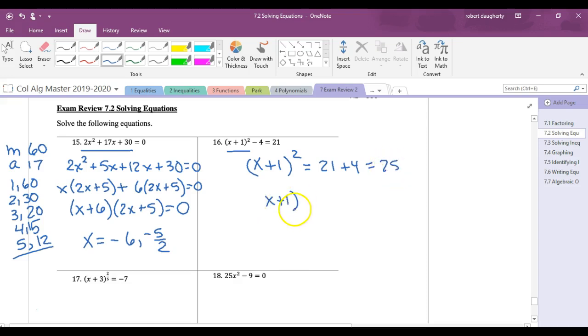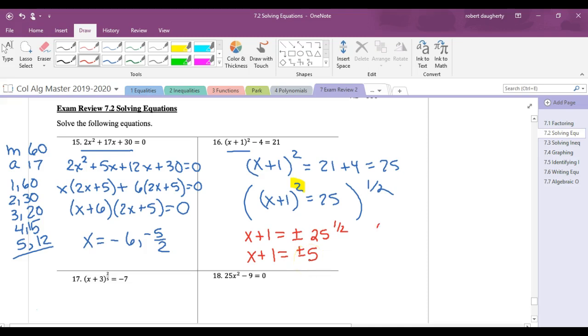So x plus 1 squared equal 25. Now my goal is just to take the square root of both sides of that equation, keeping in mind, always remember when you've got something squared equal to a positive number, your answer is going to have a plus or minus. So x plus 1 equal plus or minus, and that's going to be 25 to the 1/2, or the square root of 25. So x plus 1 equal plus or minus 5. So x equal negative 1 plus or minus 5. x is equal to 4 or negative 6.